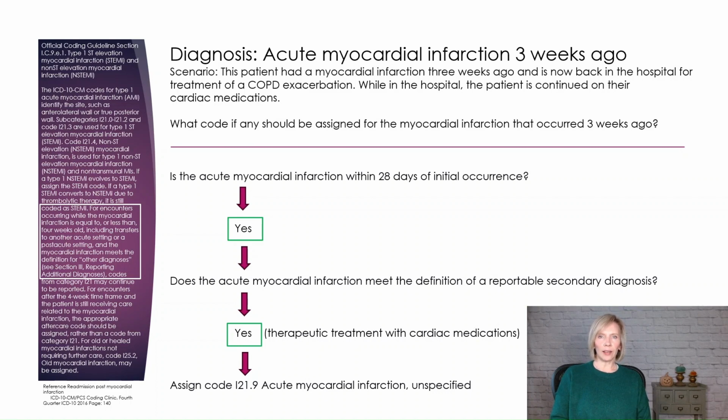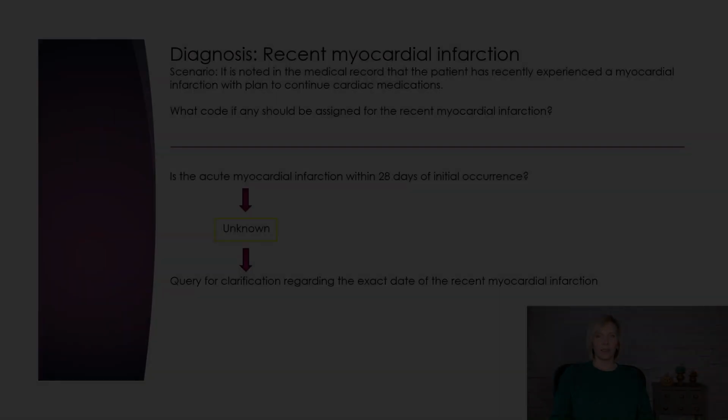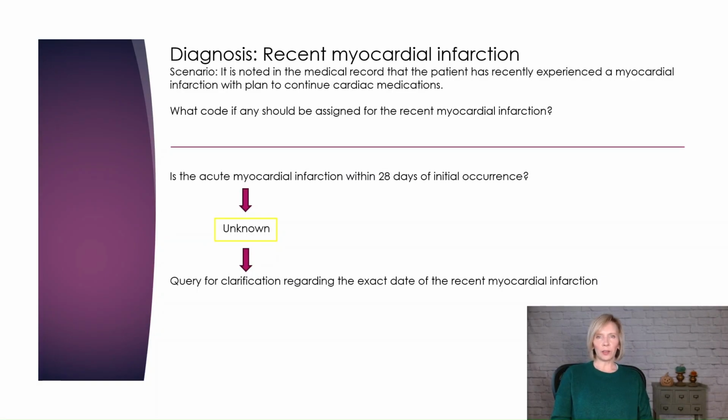According to the guidelines, we should use the I21 code for acute myocardial infarction as a secondary diagnosis. This is because the patient is still within 4 weeks of their heart attack and is still receiving care. The continuation of the patient's cardiac medication is considered to be therapeutic treatment, which means it qualifies as a reportable secondary diagnosis.